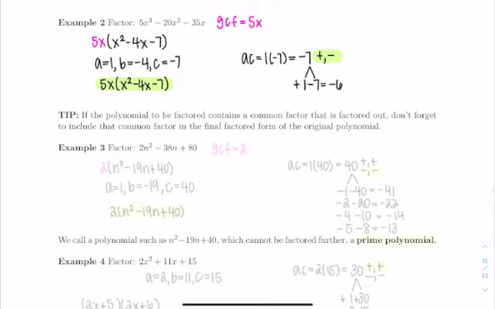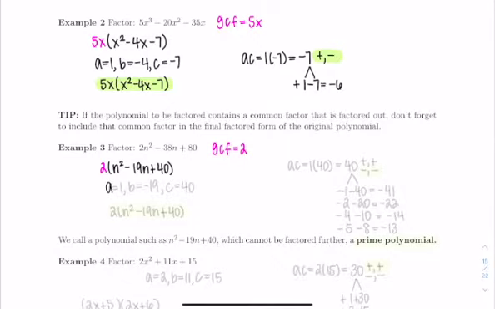Let's try example number 3. 2n squared minus 38n plus 80. First things first is GCF. What can I pull out of all three terms? I can pull a 2 out. And what I have left over is n squared minus 19n plus 40.